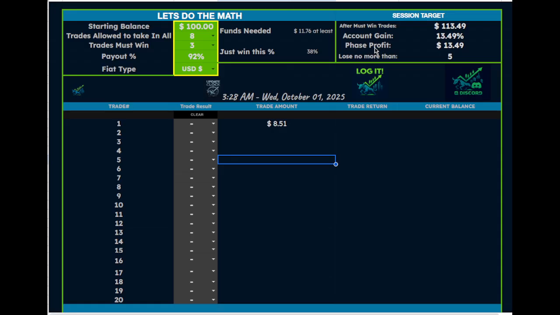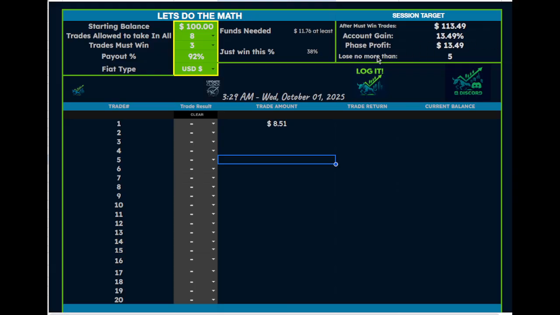Phase profit. One phase equals those 3 trades, or whatever trades you have picked. That will be considered as one phase. Sometimes you will not be able to finish. I will show you why. But if you were not able to finish all 3 trades due to Pocket Option not letting you trade under $1, that would still be considered as one phase. So if you end up having to do only 2 trades, that's still considered one phase.